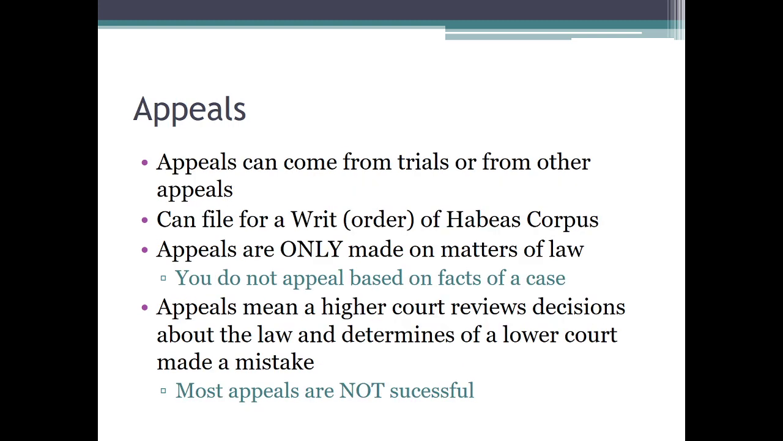All right, I mentioned appeals. Appeals should be pretty familiar to you, but basically they come from trials or other appeals. And you can file for a writ of habeas corpus. Your book mentions that. What's a habeas corpus? A writ, first of all, is an order.